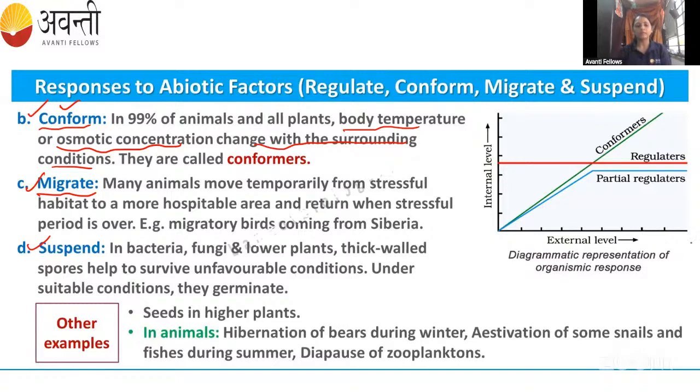migration. You know that many animals will temporarily migrate to a suitable habitat. For example, where they are living, the environment is not good for a particular period of time. At that time, they will migrate to another area, a hospitable area, meaning there is a good condition. So to overcome the stressful condition, that is called migration. For example, migratory birds come from Siberia to Keoladeo National Park in Rajasthan, right? So that is the example.